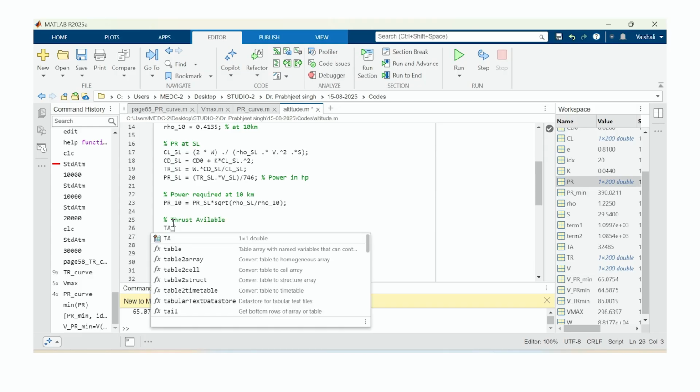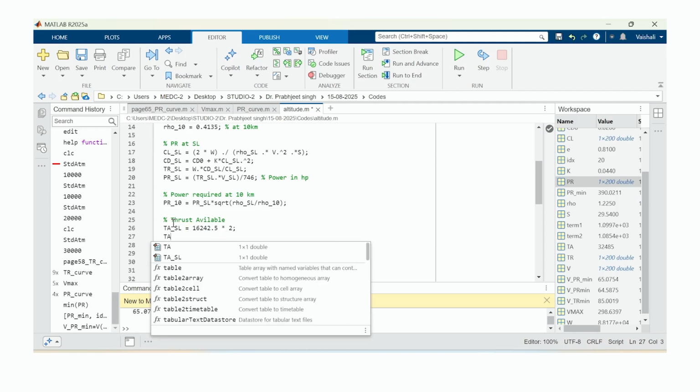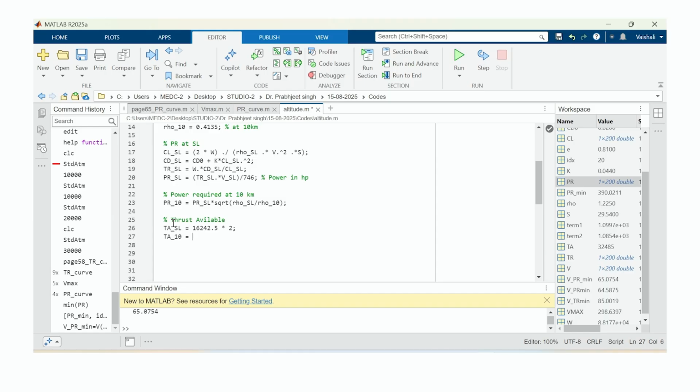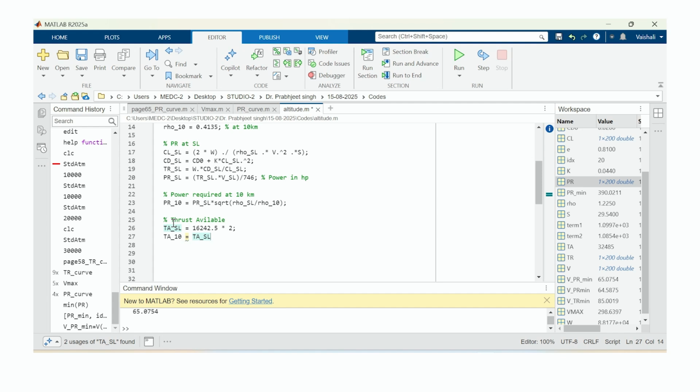Thrust available at sea level is what we have already mentioned, 16242.5 into 2. Then what will happen to the thrust available at 10 kilometers? That is TA underscore SL into rho 10 upon rho SL. Okay, this is the thrust available.